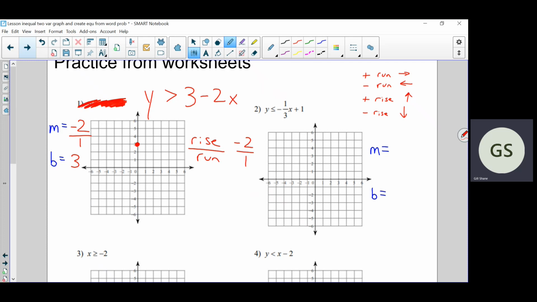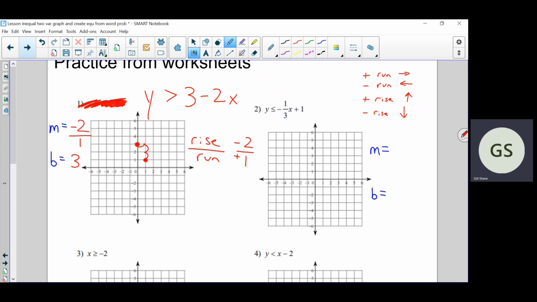Now, if you've got this stuff written down somewhere, you're pretty much good to go. It tells you which direction to go. A positive run means I'm going to go right. That's what that arrow means, right? So right 1. Now I look at the rise, which is negative. Well, that says go down. So 2, so I go down twice. So there's my second point.